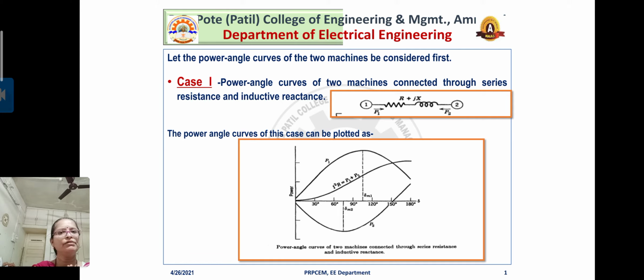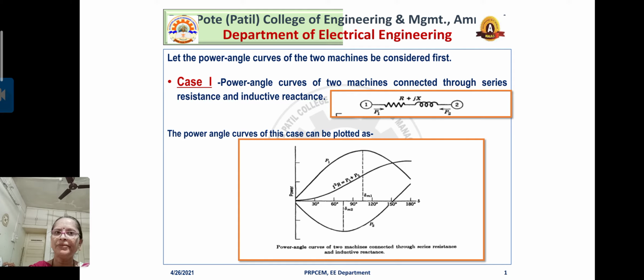Now case 1, we are going to consider different cases. Case 1, power angle curves of two machines connected through series resistance and inductive reactance as shown here. Machines 1 and 2 are connected to each other by R plus jX. Okay, so R plus jX is nothing but your impedance. The shunt part of the circuit here we did not consider. The impedance is important, so P1 and P2 are also marked. So the power angle curve of this case can be plotted as you can observe here.